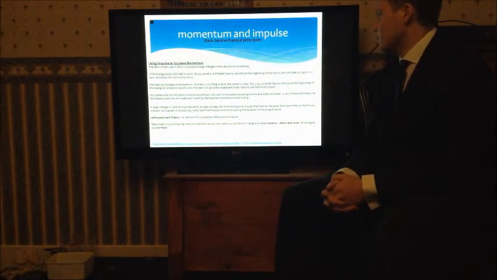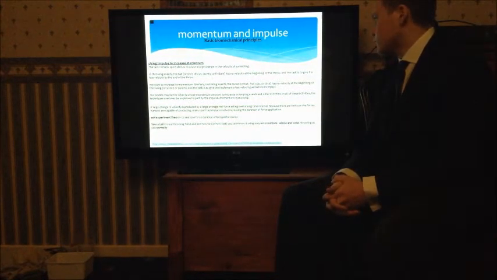A large change of velocity is produced by a large average net force acting over a long time interval. Because there are limits to the forces humans are capable of producing, many sport techniques involve increasing the duration of the force application. Try a self-experiment to see how force duration affects performance.